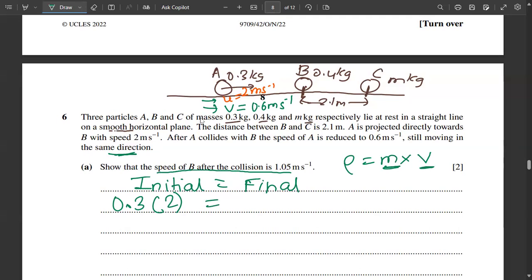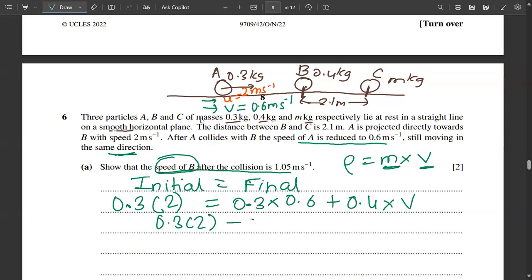We know that the speed of A is reduced to 0.6. That means A, which is 0.3 kg, will move at 0.6, plus some velocity for B, 0.4 into V, which we don't know. So now that we have this, we can put this on the left side, making it negative, and this can go down. I'm doing it quickly because it is easy algebra, which is equal to V.